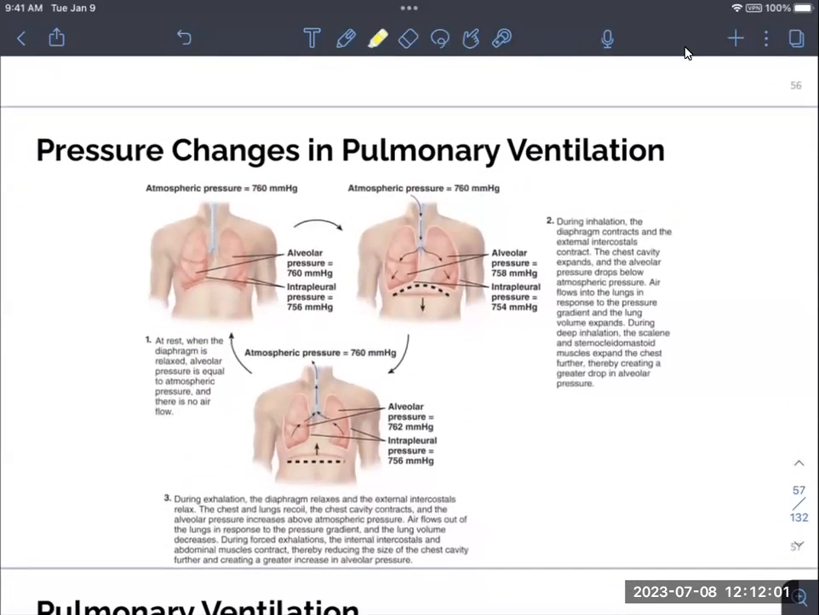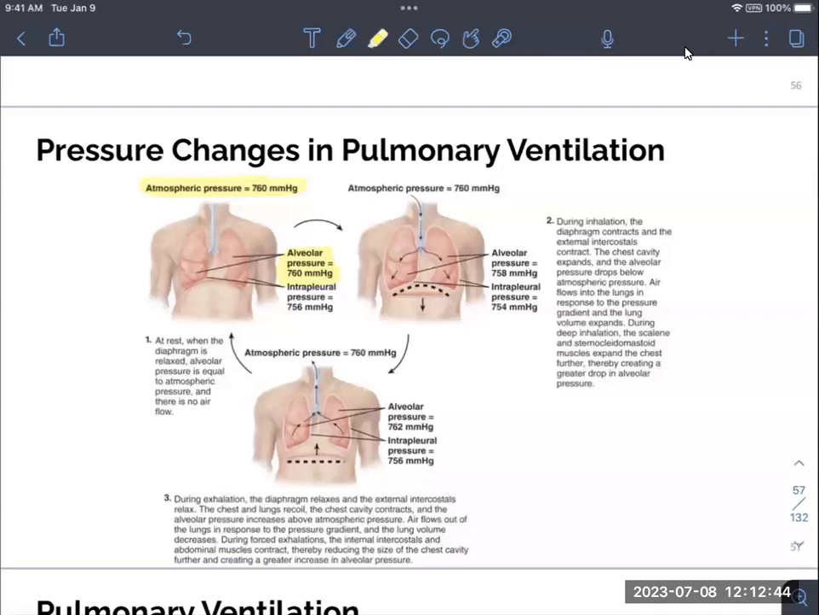So, atmospheric pressure is measured at about 760 millimeters of mercury. When we're at rest, the measurement inside of our lungs and outside of the body are pretty equal. That alveolar pressure is 760 millimeters of mercury. The atmosphere around us is also 760 millimeters of mercury. So pressures are equal when our lungs are at rest.